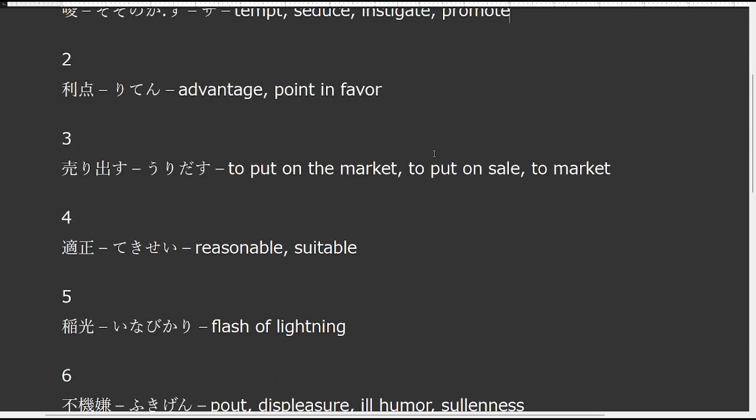Number two is ritten. Ri on the left side for advantage or benefit, and ten on the right side for a point. So a ritten is an advantage or a point in favor of one. Ritten is a beneficial point or an advantageous point. Ritten desu is an advantageous point or a point in favor.